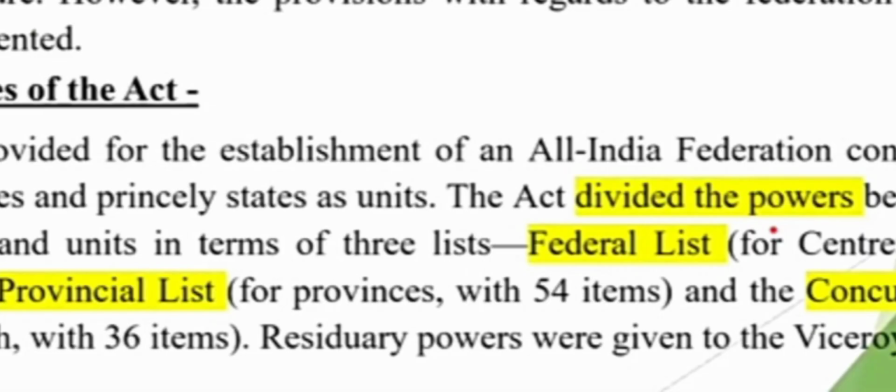The first feature is that it provided for the establishment of an all India federation consisting of provinces and princely states as units. The act divided the powers between the center and units in terms of three lists: federal, provincial, and concurrent list.